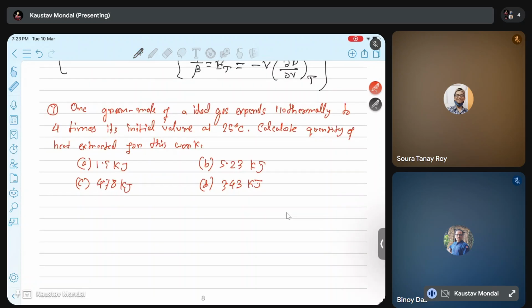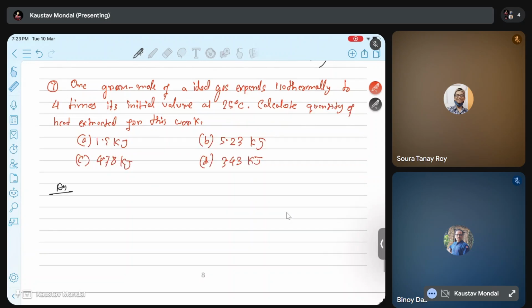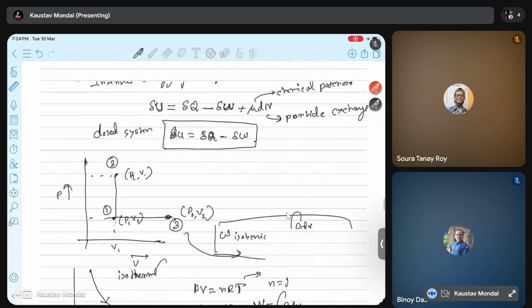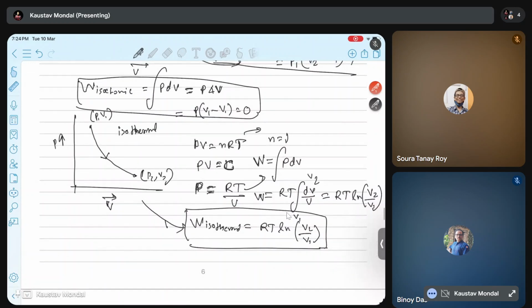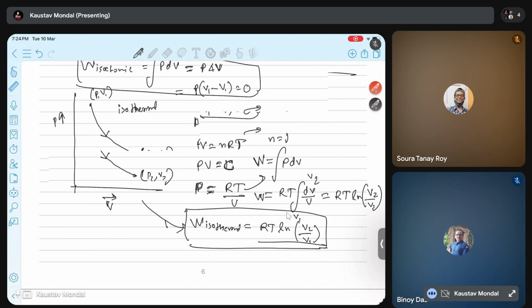So the work done expression is simply the integration of P dV, from V initial to V final. Here the volume is changing isothermally. Since it's an isothermal process, we know the expression, right? So what is that? It is RT ln V2 by V1, right?